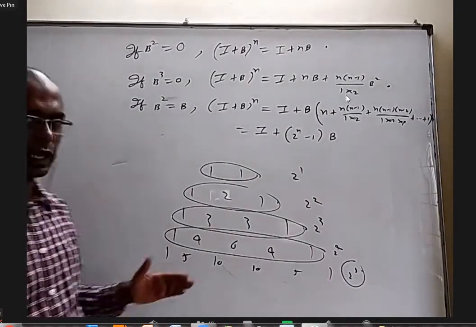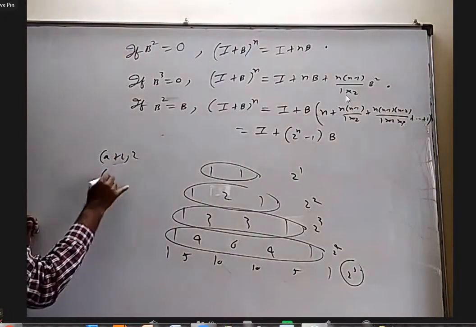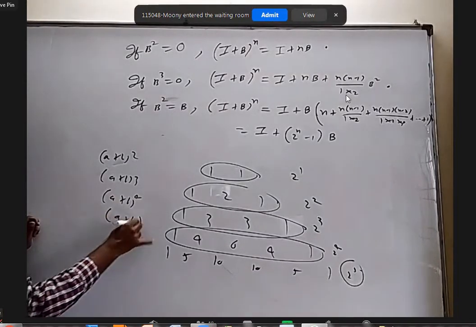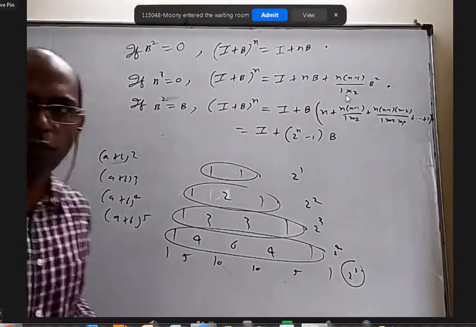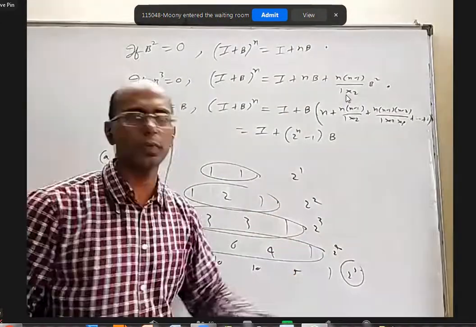So in Pascal's triangle, that is, if you take the (a plus b) whole square formula, (a plus b) whole cube formula, (a plus b) whole power 4, (a plus b) whole power 5, all the coefficients if you add, you will get 2, 2 square, 2 cube, 2 power 4, like this.